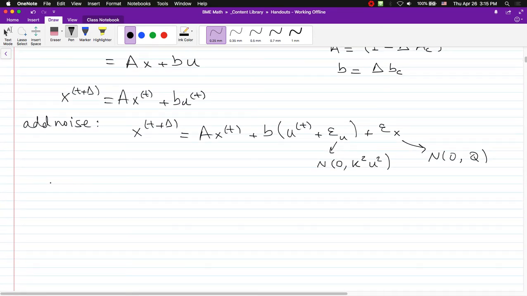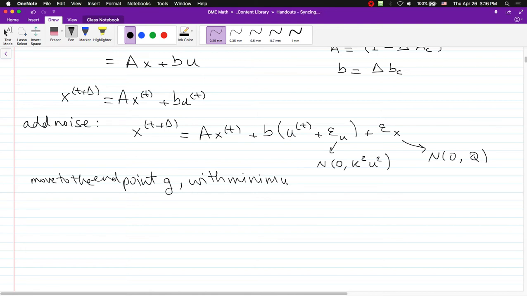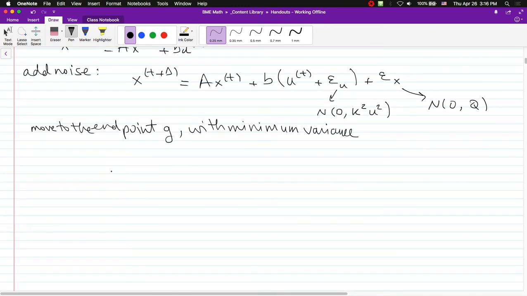Now, what do we want to do with our system? Well, what we would like to do is to move to the endpoint G with minimum variance. So what does that mean? That means that when your movement ends, say the movement ends at time point P, which is as long as you want the movement to be, at time point P you want to be at the goal position.